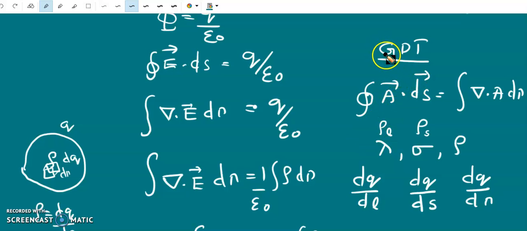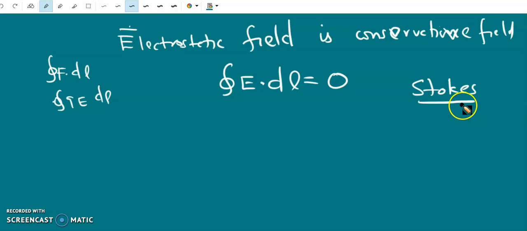So this Gauss's divergence theorem connects the surface integral and volume integral. So similarly, the Stokes theorem connects the line integral and the surface integral. So according to Stokes theorem, the closed line integral of a vector function A is equal to the surface integral of the curl of the vector function.